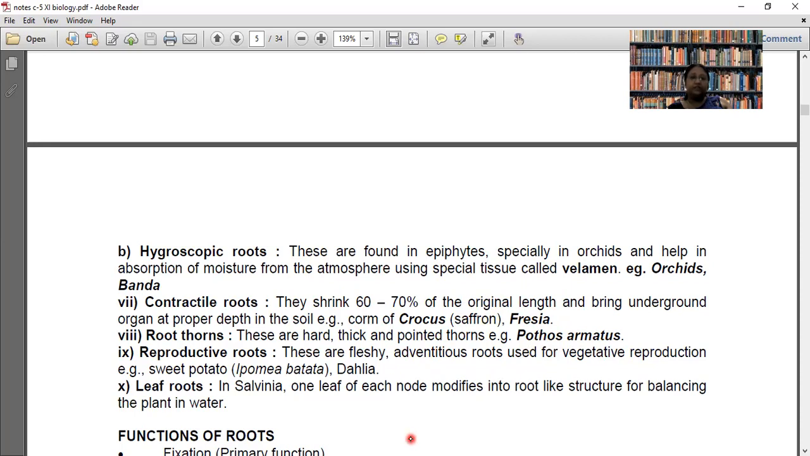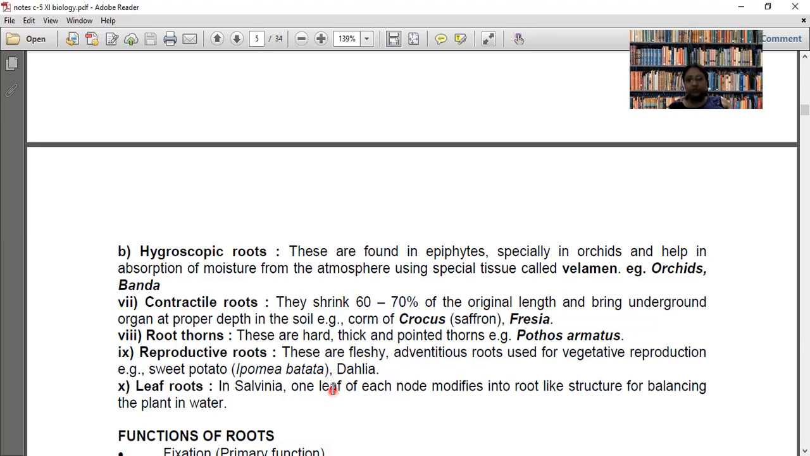And there can be roots which help in reproduction, like sweet potato and dahlia. In their case, the sweet potato can be used for vegetative reproduction.